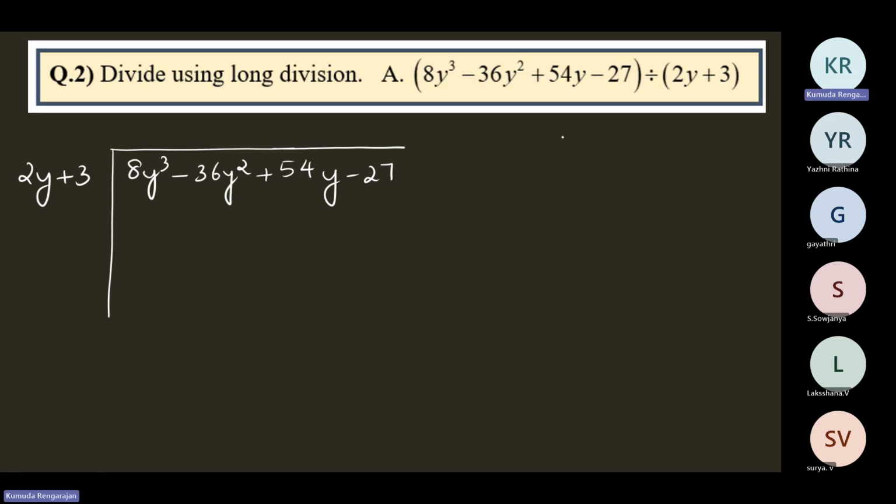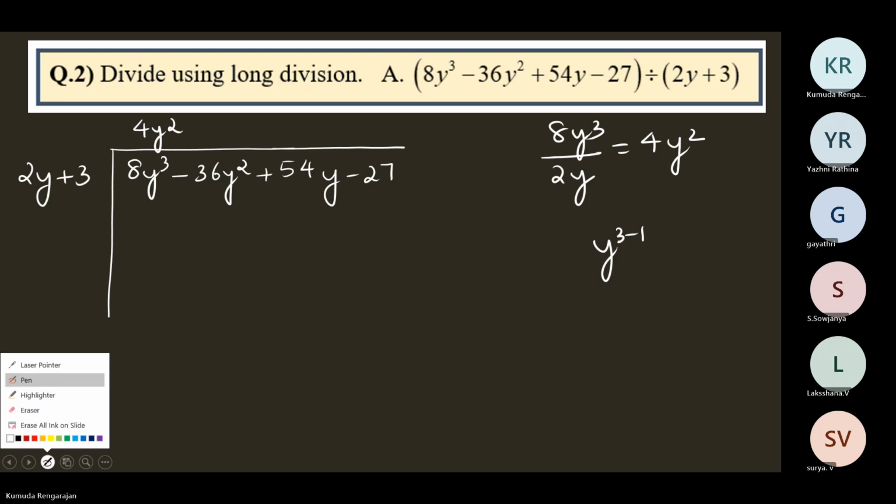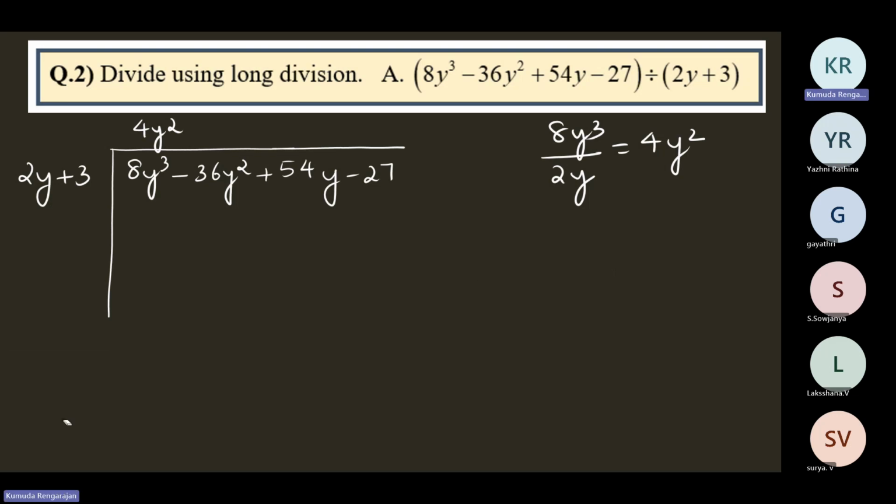Now, to initiate the division process, take the first term of the dividend, 8y cubed, and the first term of the divisor, 2y, and divide one by the other. So you get 4y square. Y cubed by y is y square, because y to the power 3 minus 1. When bases are the same and it's division, we subtract the powers. So 4y square is the first term in the quotient.